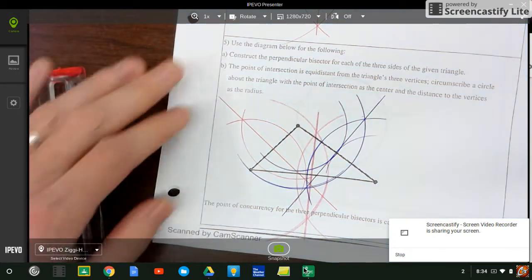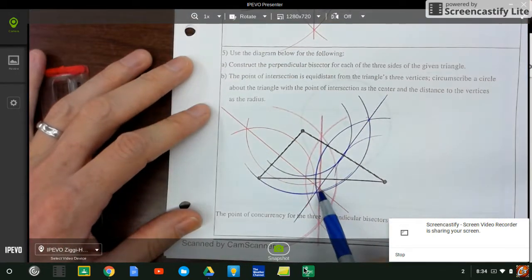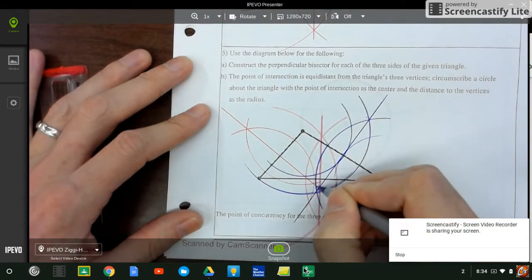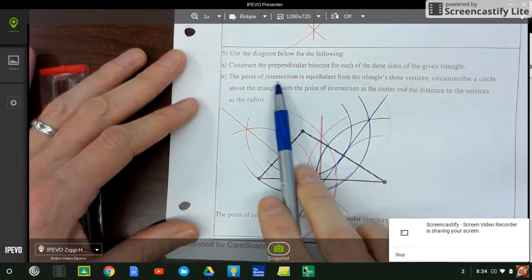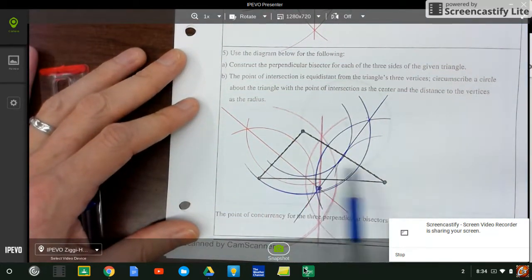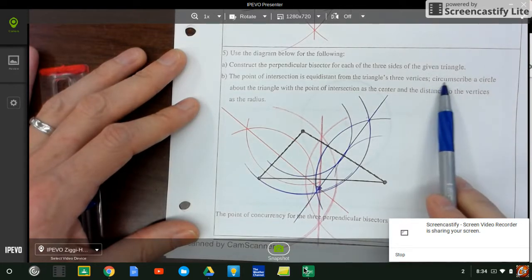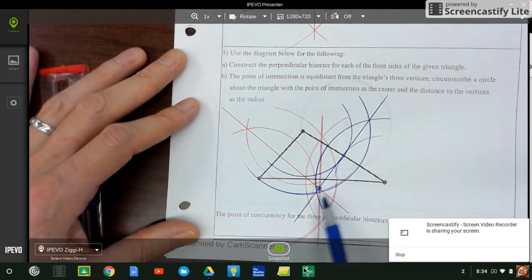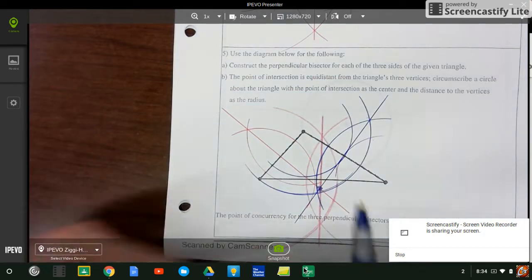And notice all 3 of those pretty closely came together at one point right there. Okay, that's what they're looking for. This point of intersection is equidistant from each of the vertices. So I can circumscribe. Circum means around, scribe means draw. I'm going to draw a circle around this triangle.